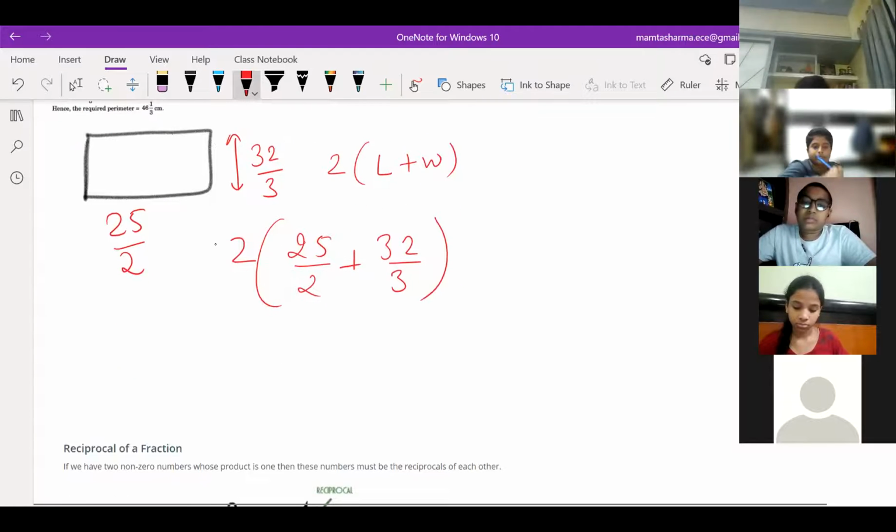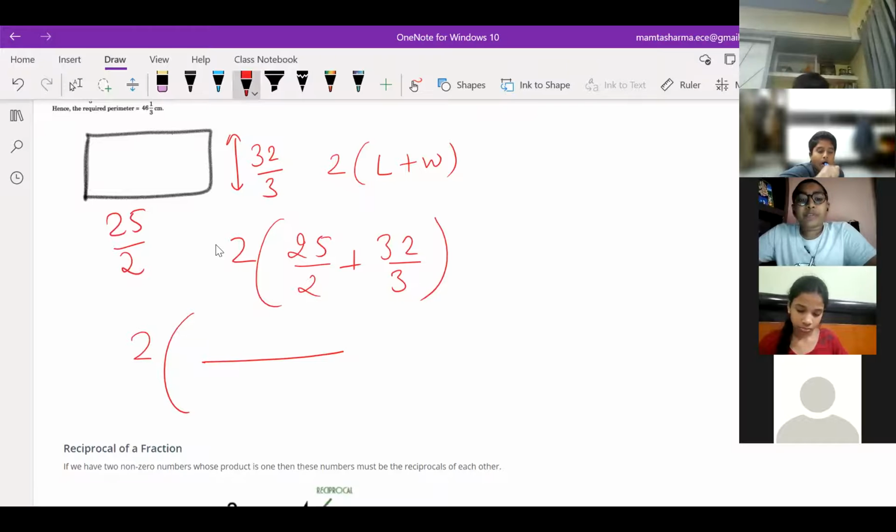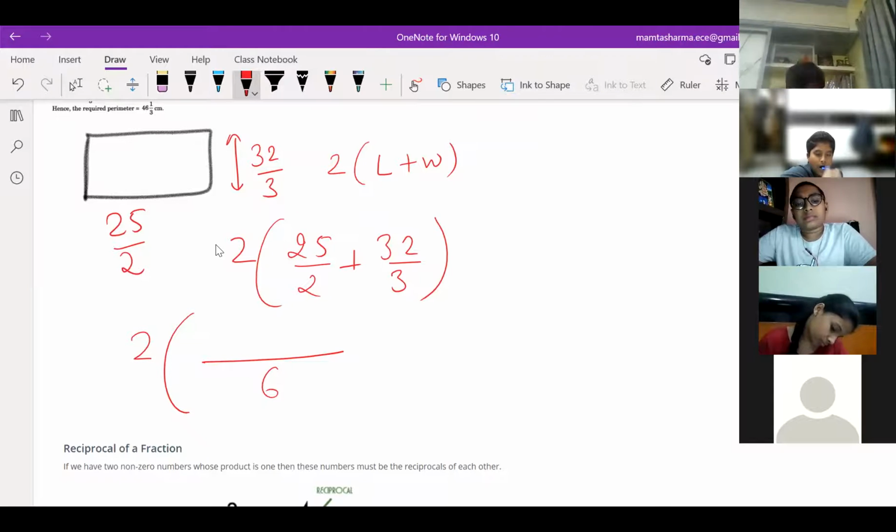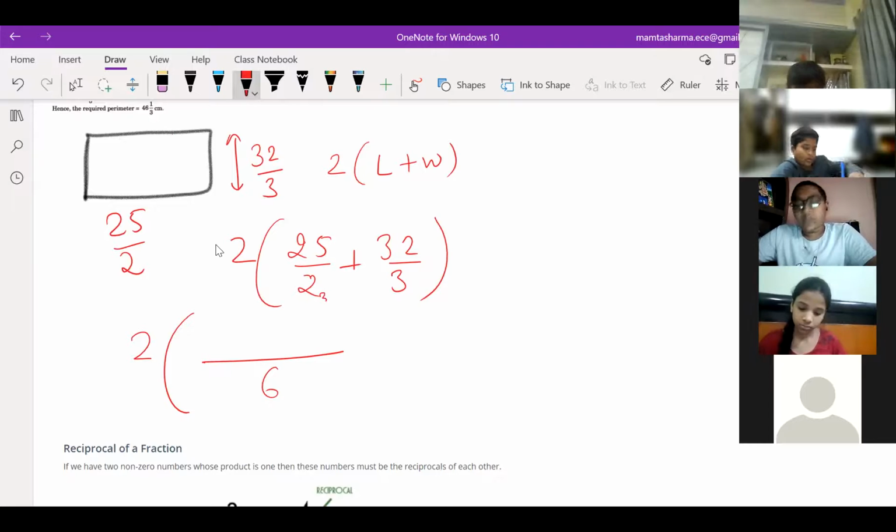Just take the LCM. How did you get W? Children, when we take the LCM of 2 and 3, it would be 6. Now divide 25 by 2 into 6, you get 3, so it will be 75 by 6 plus 64 by 6. Ma'am, 75 plus 64 is 139 by 6.